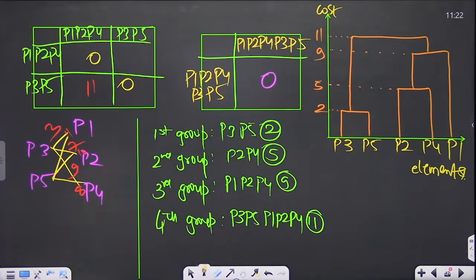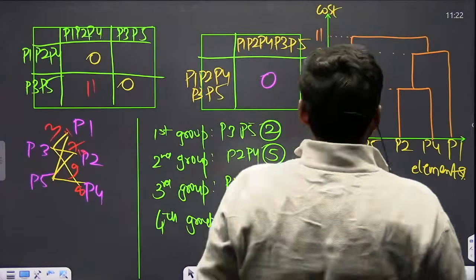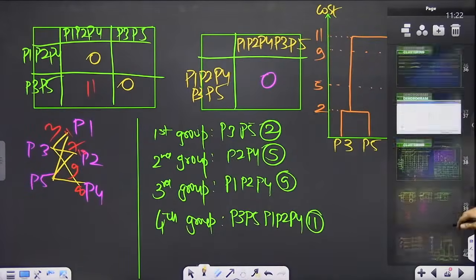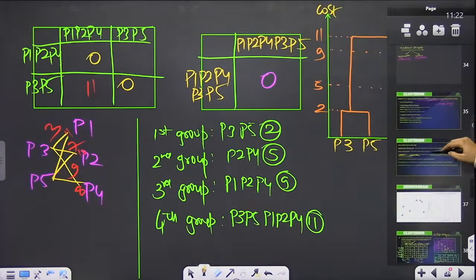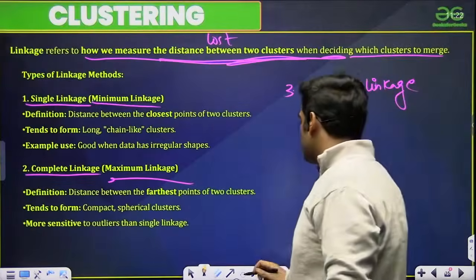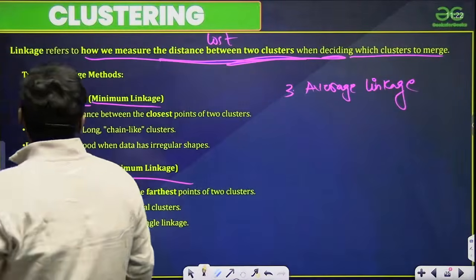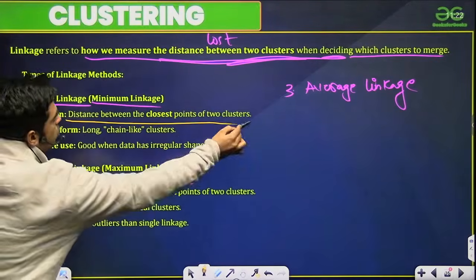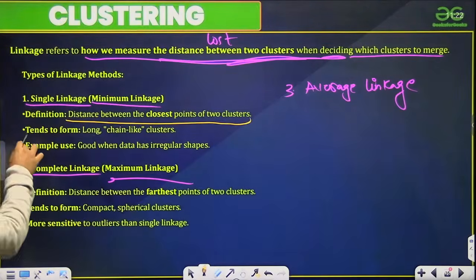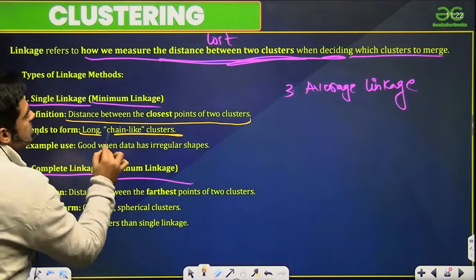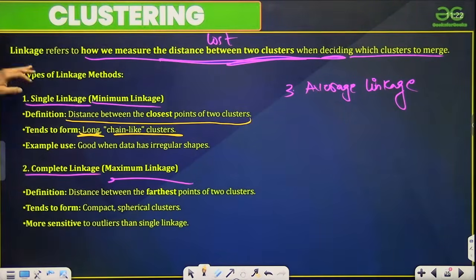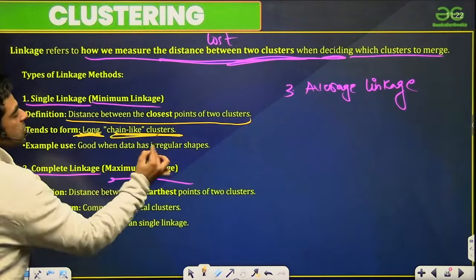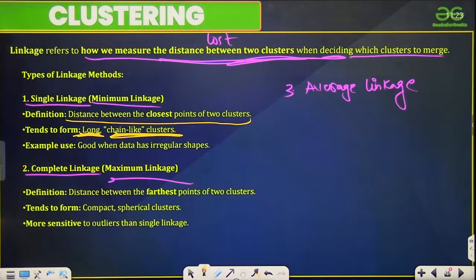Now I'll give you the differences between where we use single linkage and where we use complete linkage. Single linkage is the distance between the closest points of two clusters, and it tends to form long and chain-like clusters. This you have to remember.